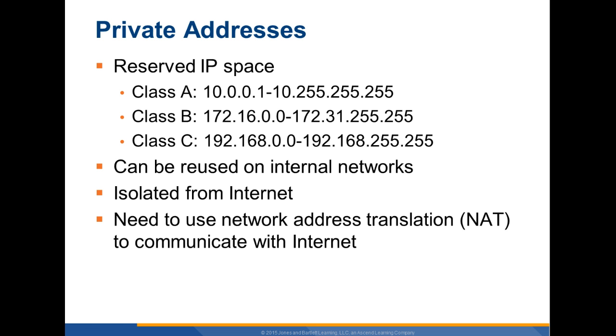Here at Armstrong State University, we begin with 130.254. A Class C would not provide enough nodes for the entire network. We may only have like 1,000 nodes. We're not as big as the University of Georgia, but we could not get by on a Class C network, and so 130.254 as our prefix, or our first two octets, makes the university a Class B network. They can be reused on internal networks and isolated from the internet. You may need to use network address translation to communicate with the internet.